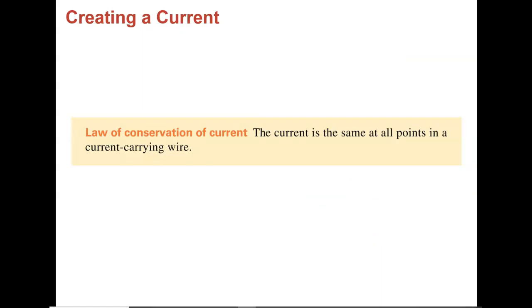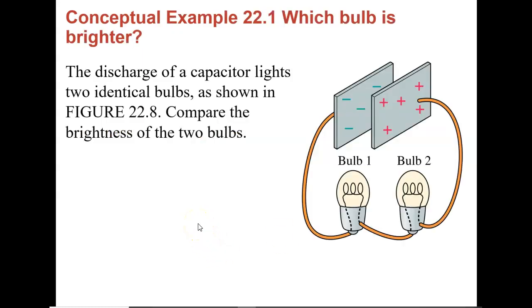So the law of conservation of current is that the current is the same at all points in a current carrying wire. So we have these two light bulbs. These are two identical light bulbs on this circuit that's been created that has current moving through it. So we're going to look at the brightness of these two bulbs.